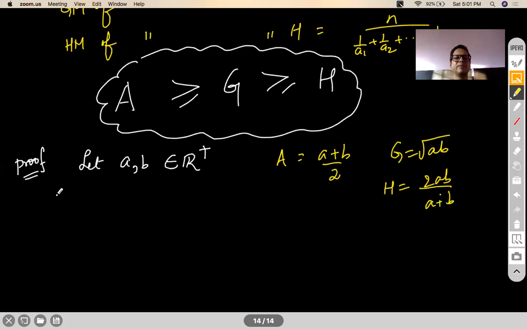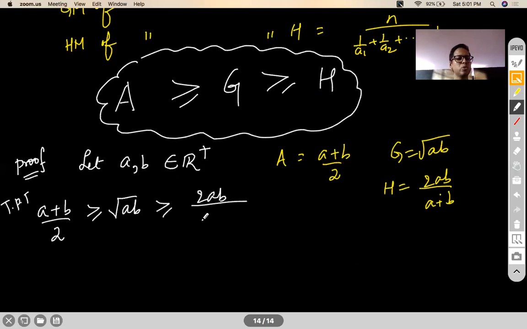So what I'm trying to claim is that (A plus B) by 2 would be greater than or equal to under root AB, and under root AB in turn will be greater than or equal to 2AB by A plus B. Okay, so how do I prove it?